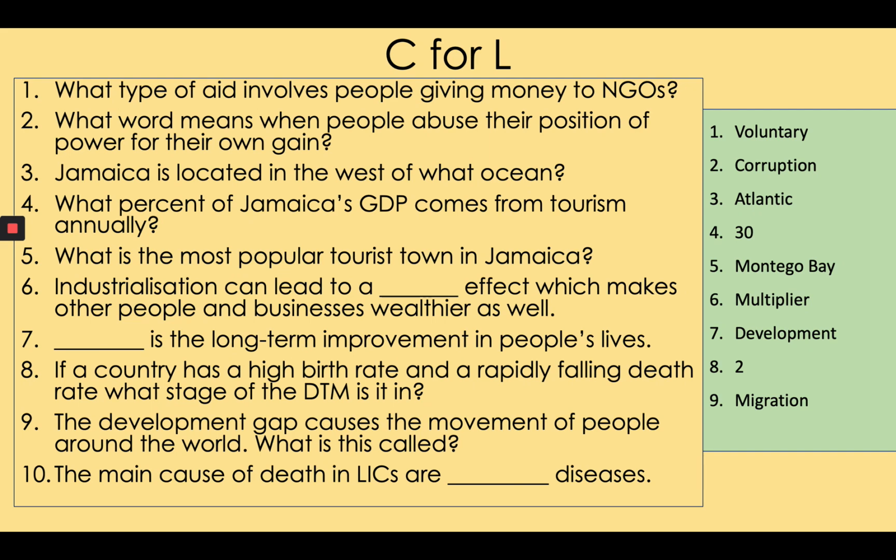10. The main cause of death in LICs are infectious diseases like malaria, HIV, and tuberculosis. Give yourselves a mark out of 10. Any that you got wrong, write the answers, test yourself. Come back to this in a week and see if you improve.